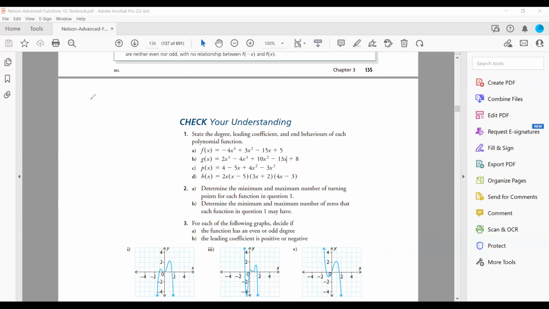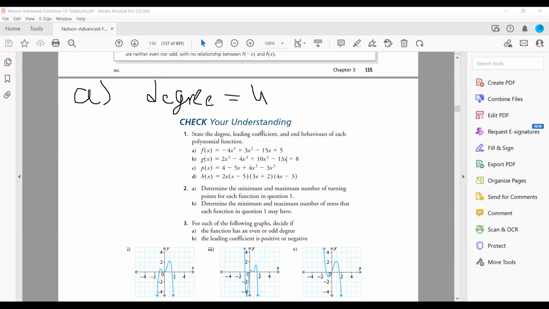So, number A, change the color to black. Example A. First, state the degree. Degree equals what? Degree is the greatest power of the independent variable in the function. And in example A, I can see that it's 4, right? So degree is 4.